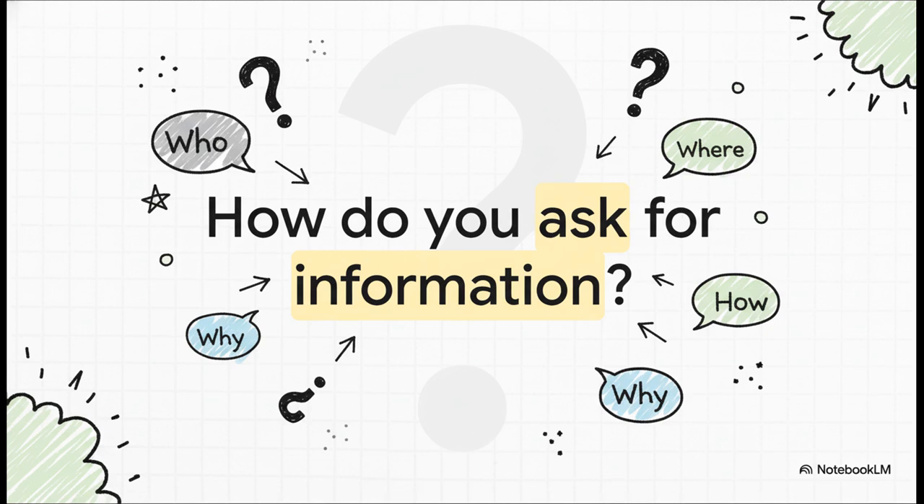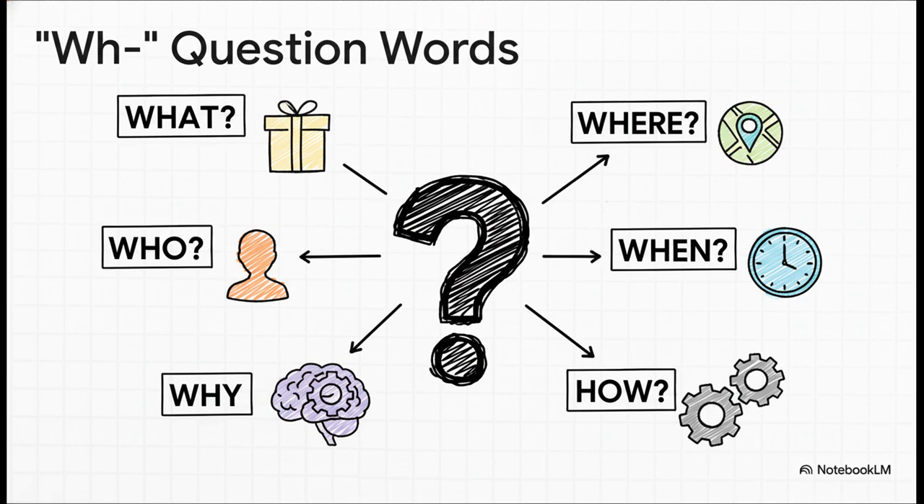We use special question words right at the very beginning of the sentence, and these words tell the other person what kind of information we want. So, let's learn what they are. Here they are, the most important question words in English. You'll notice most of them start with the letters WH. Let's go through them one by one. Please listen and then repeat.